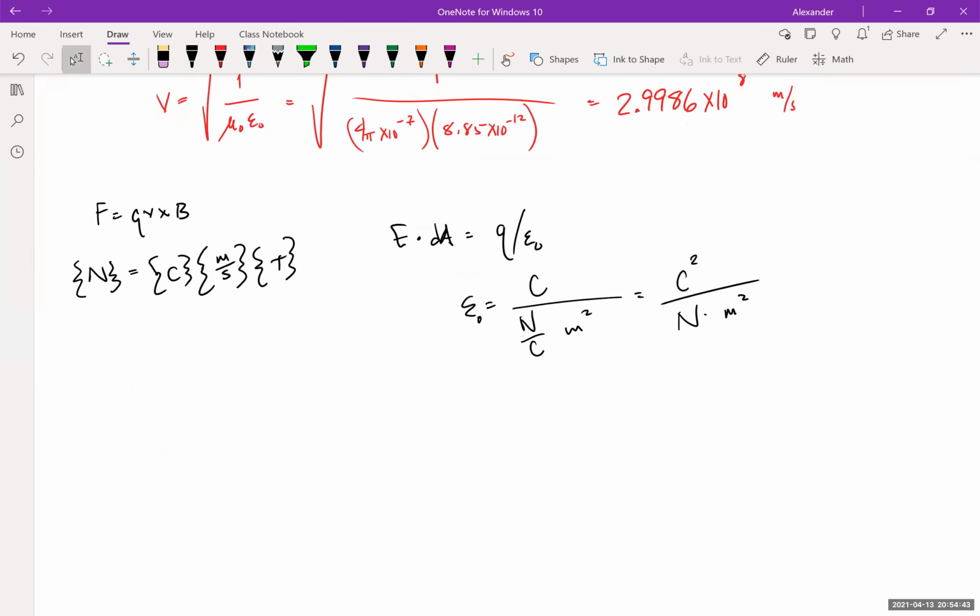What about mu? Gauss's law here doesn't help, but if we think about Ampere's law, B dot dl was mu 0 I, right? So this is Tesla meters over amps. Okay, so it's Tesla meter over amps. I think I knew that one. All right, but an amp is a coulomb per second. So this is coulomb per second.